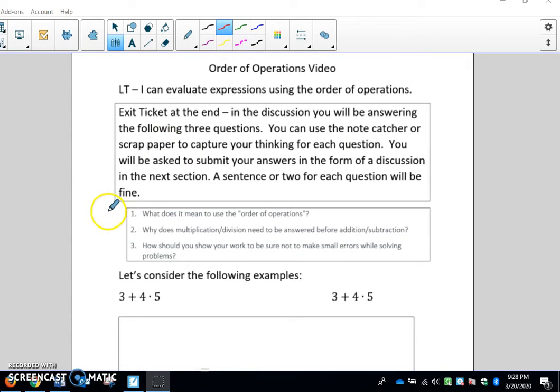And the first question is, what does it mean to use the order of operations? Second, why does multiplication and division need to be answered before addition and subtraction?